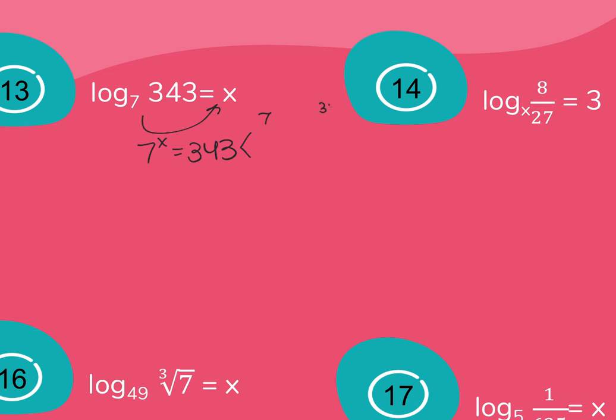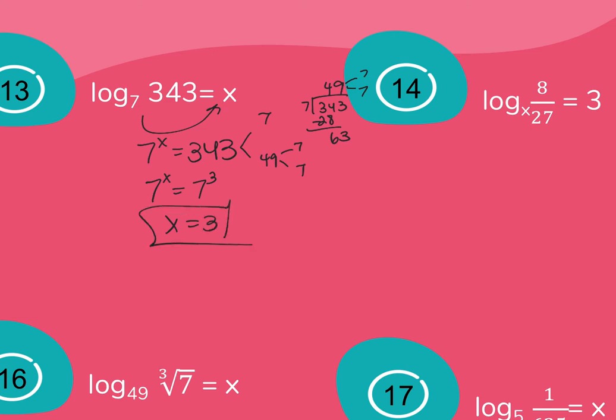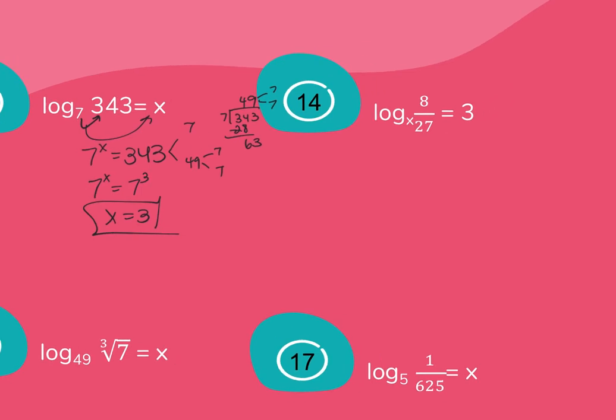It goes 343, that's 9, and then 49 would be 7 and 7. So that's a good one to kind of just know, that 7 to the third power. I would say you want to know most of your cubes, but 7 to the third power is 343. So 7 to the x would equal 7 to the third, and x equals 3. Or what power do I raise 7 to get to 343? And that's also 3.